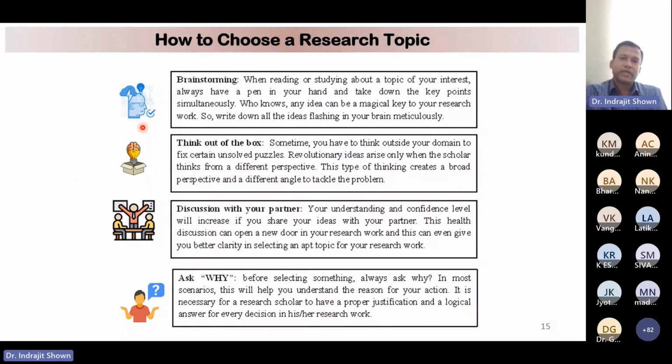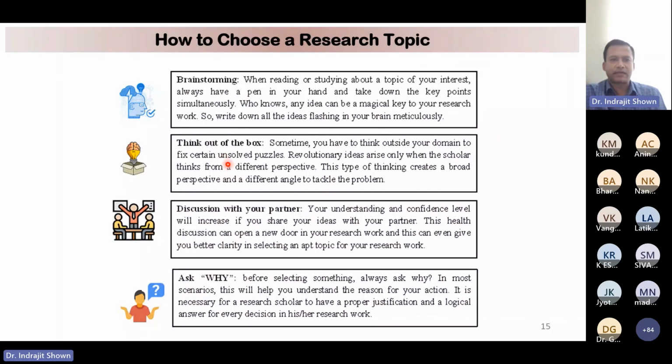Now, in brainstorming, I already mentioned initially about that. What is brainstorming? Basically, when reading or studying about a topic of your interest, always have a pen in your hand and take down the key points simultaneously. Who knows, any idea can be a magical key to your research. Sometimes maybe some other person gives some comment, and you have to note down those things. Based on that, you can create your idea and develop a better idea based on that understanding. This session we say is a brainstorming session.